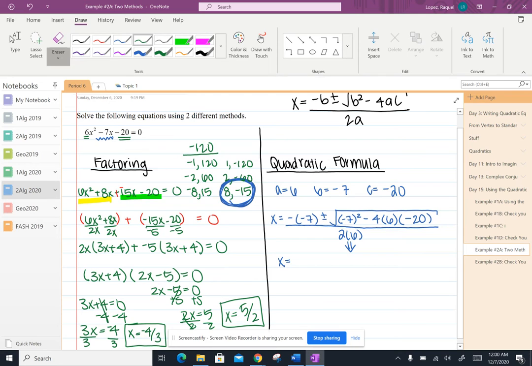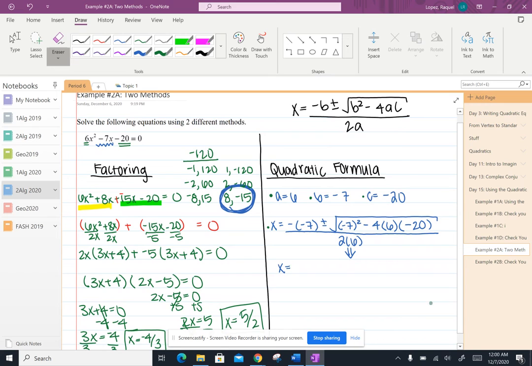If I use the quadratic formula, I should end up with the same two solutions of negative 4/3 and 5 halves. I've already identified my a, b, and c, and you can see that here. I've already substituted them into my quadratic formula, as you can see here. If you need to pause the video and convince yourselves of that, please do so now. Okay, let's start simplifying. This is going to turn into 7 plus or minus.